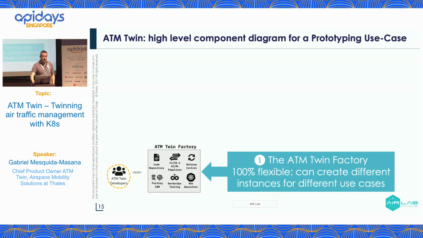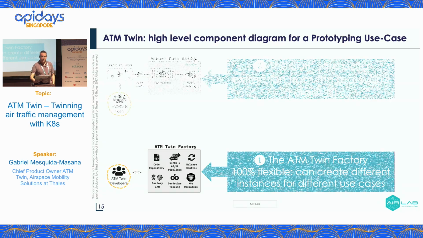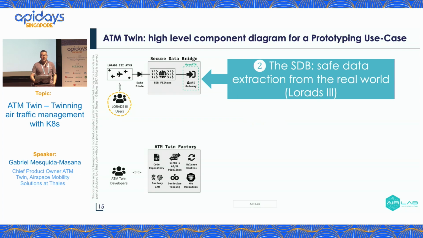Look, a high-level diagram of an ATM Twin. We have the factory, which is all the CI/CD tools and so on that we use to create it. We have what we call the SDB, and now I'll present it to you. We are able to extract data from the real world, and that was for us the most important thing. We started this in 2021, and we were able to extract data from the real world 3 weeks ago, and I'll show you how it looks. Why? Because we needed to get data from the real LoRaWAN system without interfering with it at all, without touching it. So what is it that we do? We sniff the network.